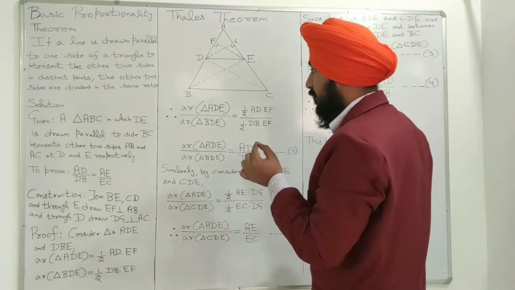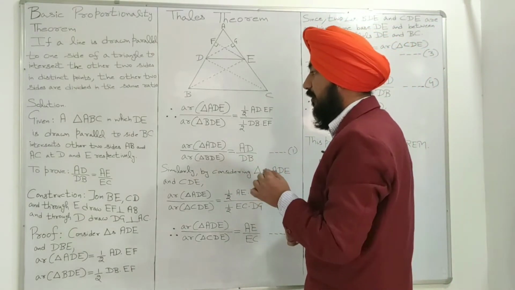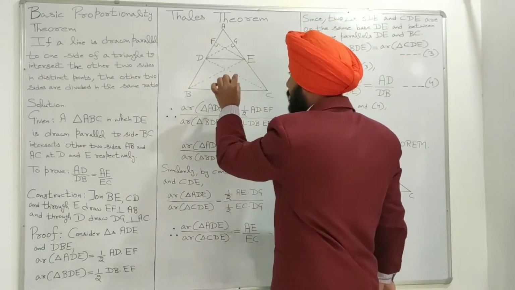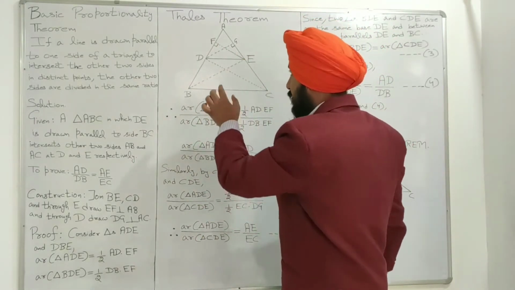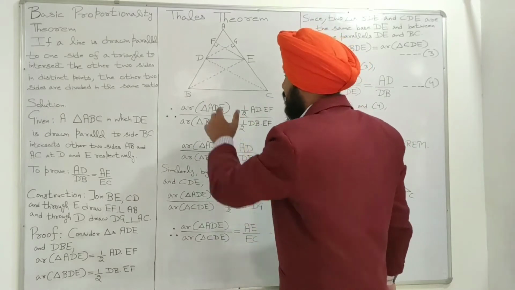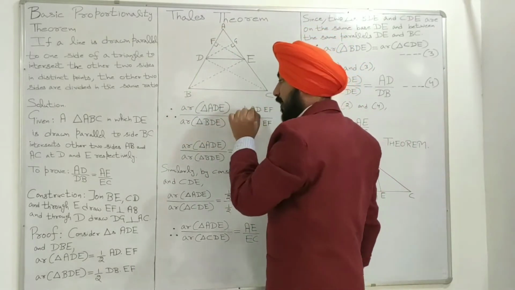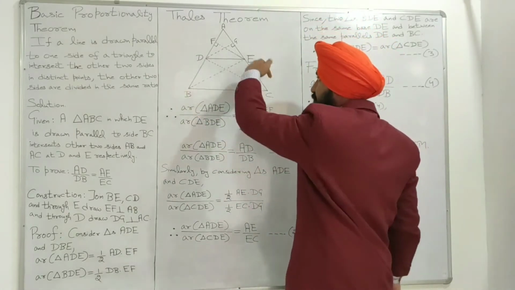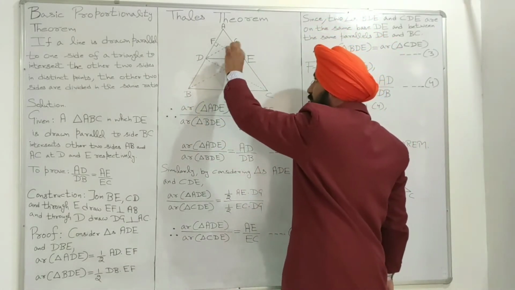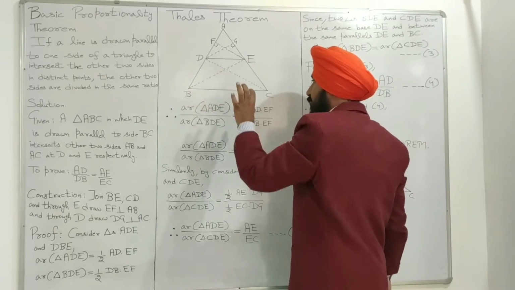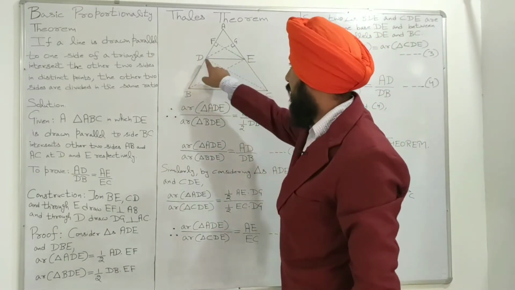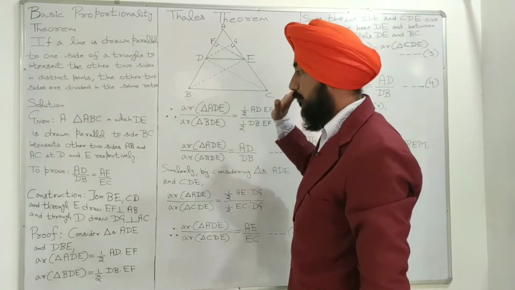Given a triangle ABC in which DE is drawn parallel to side BC, intersecting the other two sides AB and AC at D and E respectively. So in this triangle ABC, I have taken DE line which is parallel to BC, and it is intersecting the other two sides AB and AC at points D and E.